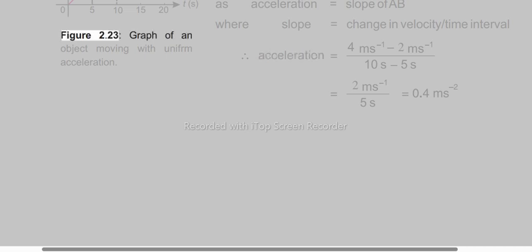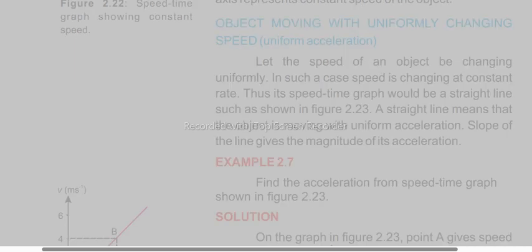Figure 2.23, graph of an object moving with uniform acceleration. Figure 2.22, speed-time graph showing constant speed.